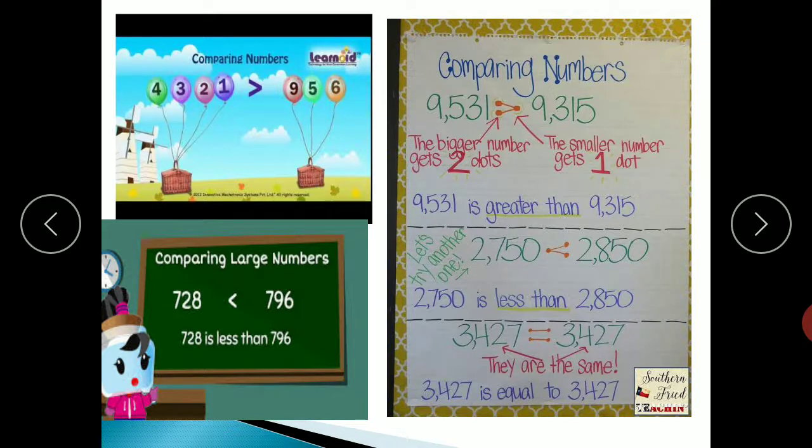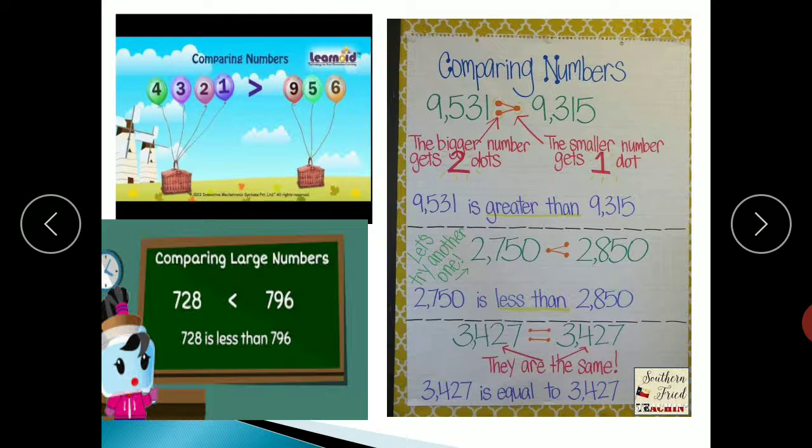Here the bigger digit is 9. So 9 means it will become 900. So which is the greatest now? 4321 is greater than 956. Let us see another example.